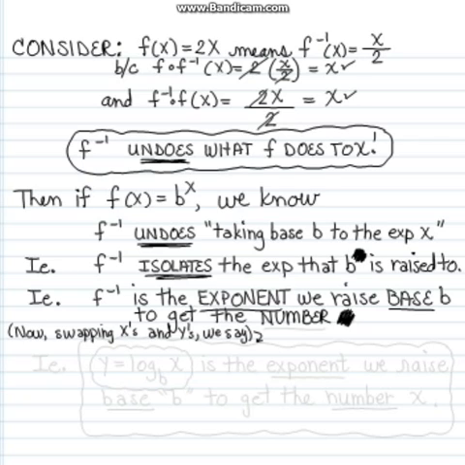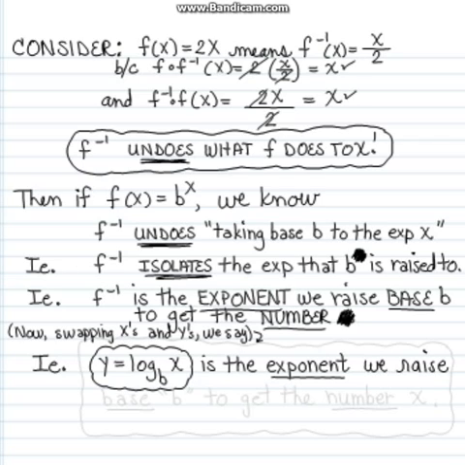So swapping the x's and the y's, I just want to come down to this final statement. In other words, y is equal to log base b of x. In other words, f inverse of x is equal to log base b of x. So y, which is a logarithm, is equal to the exponent that we raise base b to get the number x. Now remember, I swapped the x's and the y's, so don't get upset about me calling this guy x.